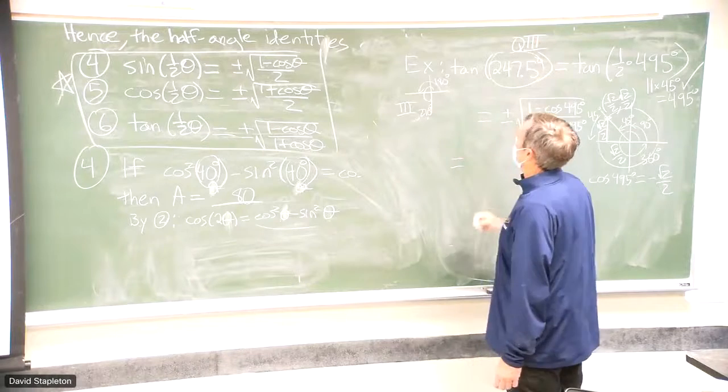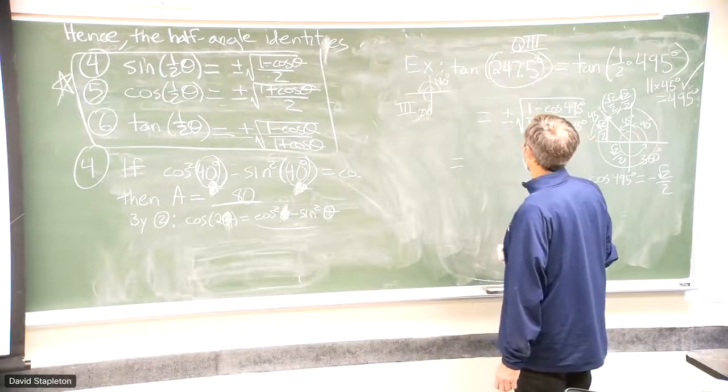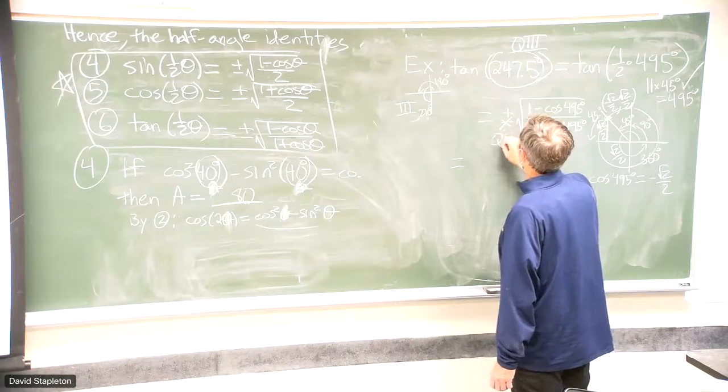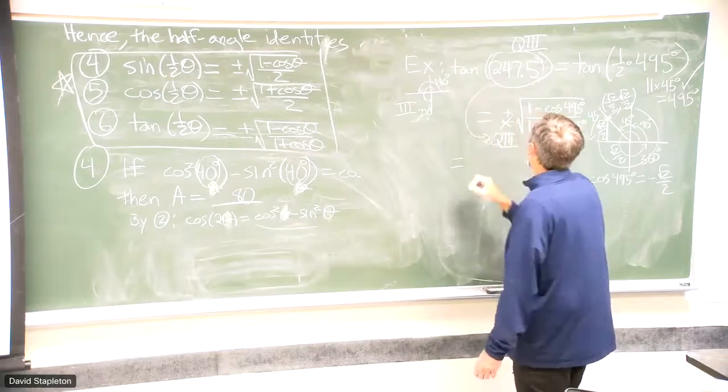In quadrant 3, tangent is positive, actually, right? Because sine and cosine are both negative, and tangent being their quotient is positive. So we're going to choose the plus sign. That's quadrant 3. Quadrant 3, not for this angle, but for the original one.